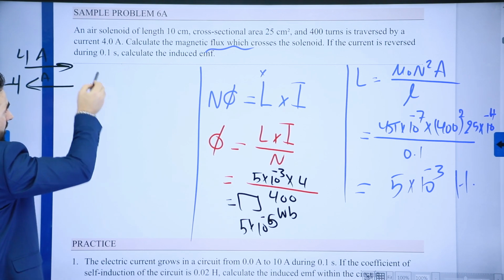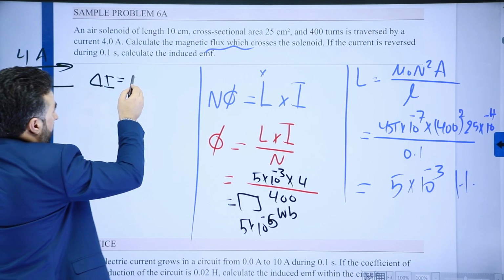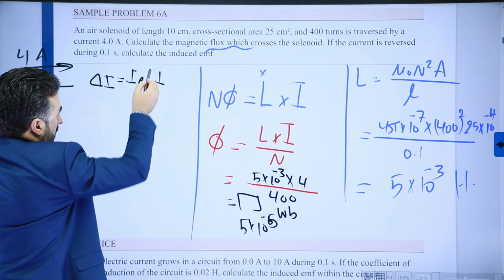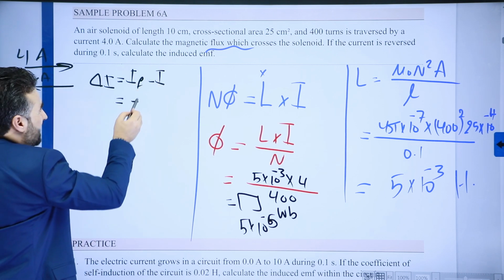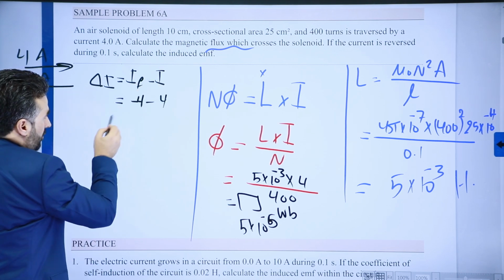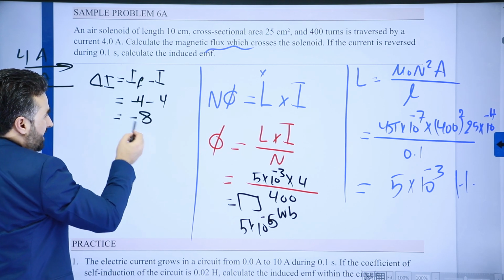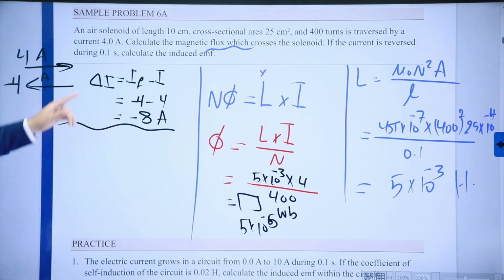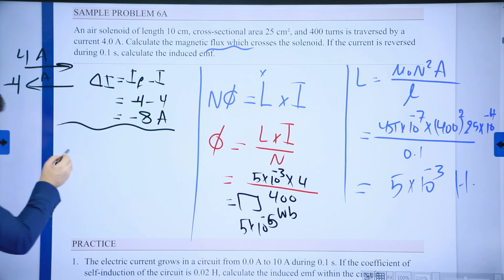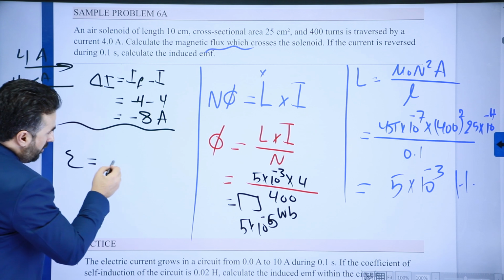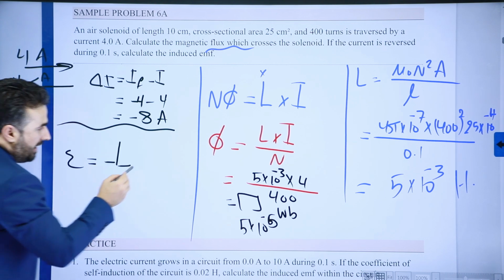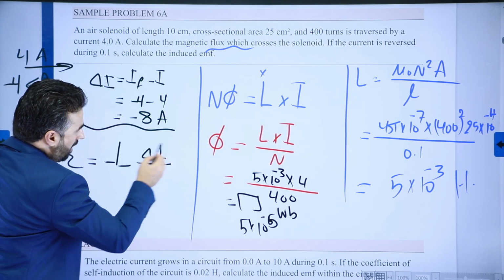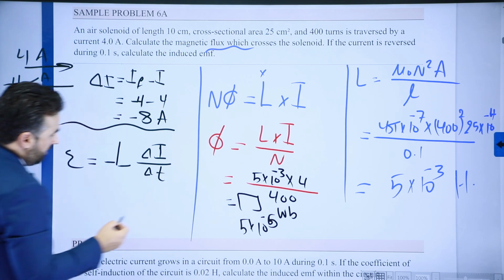So what will be the change in current? We can say final minus initial, correct? So in this case, final is negative 4 minus initial is 4. So of course we get a total of negative 8 amperes. Now, how do we calculate the induced electromotive force? We've learned that induced electromotive force equals negative L multiplied by delta I over delta T. Very, very good.